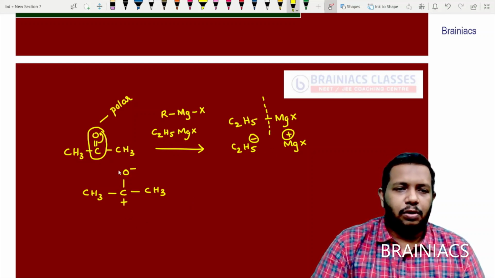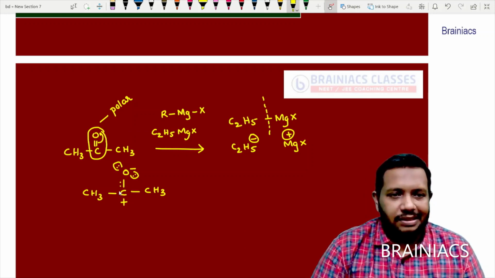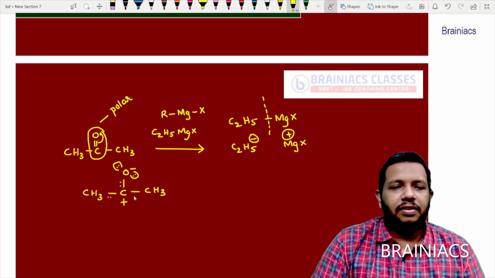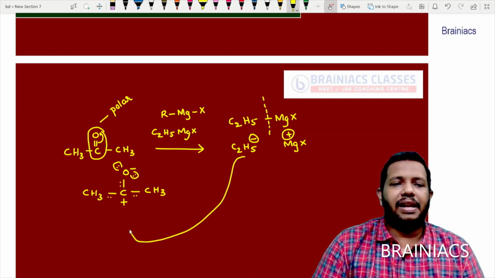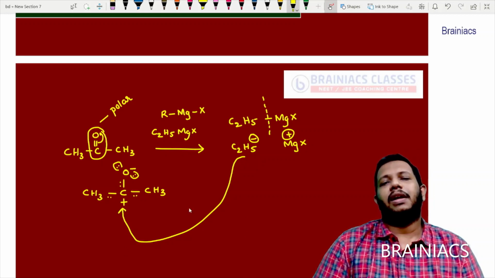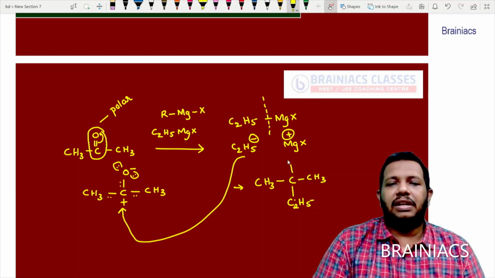If you look at oxygen, it already has 2 lone pairs, correct? So there are 2 electrons here and there is a negative charge, making 8 electrons in oxygen, so its octet is complete. But for carbon, there are only 6 electrons around it. So surely the first attack will be from the nucleophile, which will attack this positively charged carbon, and you will get CH3, then carbon, then C2H5 connected here, and CH3 here. In the next step, the O minus will attract the positive MgX and you will get something like this.